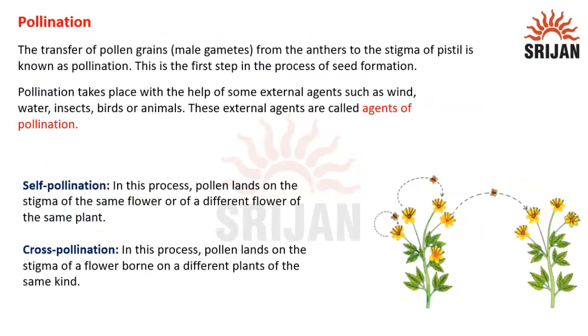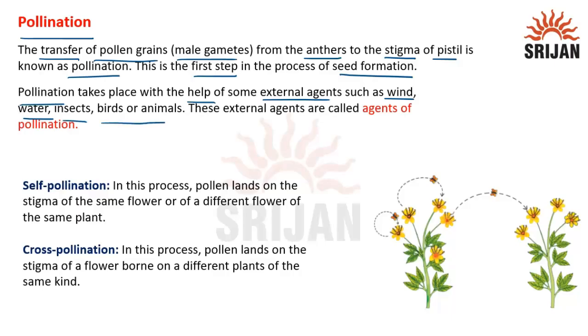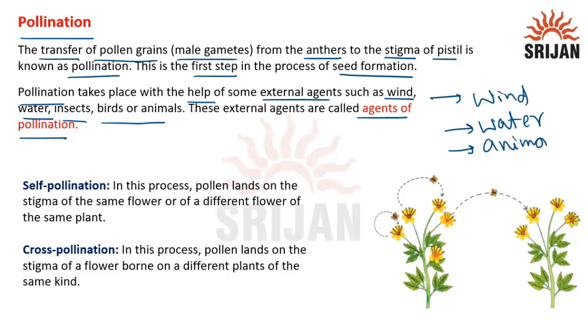Then we will learn about the first part, that is pollination. The transfer of pollen grains, that means the male gametes, from the anthers to the stigma of pistil is known as pollination. This is the first step in the process of seed formation. Now, pollination takes place with the help of some external agents such as wind, water, insects, birds or animals. These external agents are called agents of pollination. So it may be wind, then water, then animals, etc.